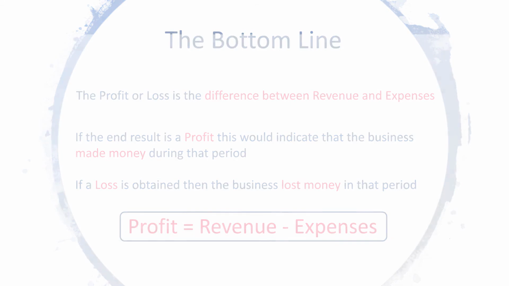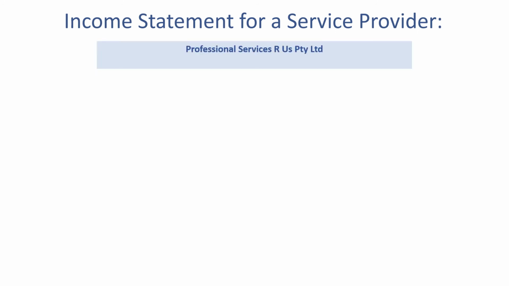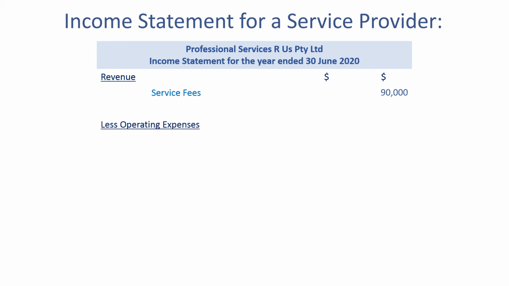Let's take a look at a sample income statement for a service provider. This income statement is for the service provider named Professional Services R Us Pty Ltd. The income statement is for the year ended 30th of June 2020. The first section of the income statement records revenue, such as service fees to the value of $90,000. The next section records operating expenses, which need to be subtracted from the revenue.